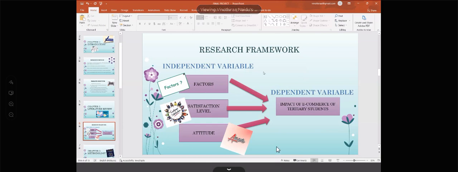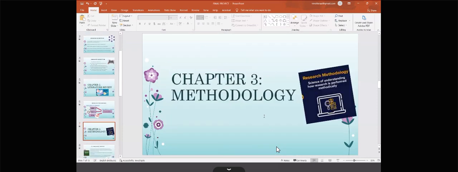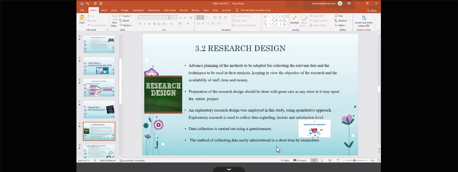My dependent variable for this research is impact of e-commerce on tertiary students, whereas there are 3 independent variables which consist of factors, satisfaction level, and attitude. For the methodology, we will go straight to research design. Since this is quite detailed, I'll just go to the point first, doctor.